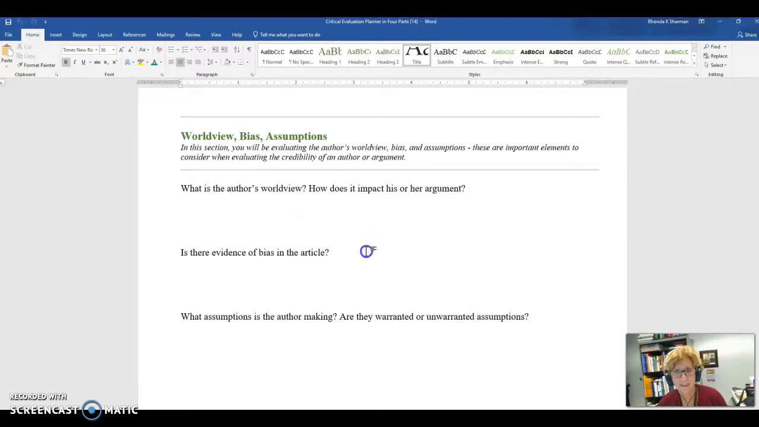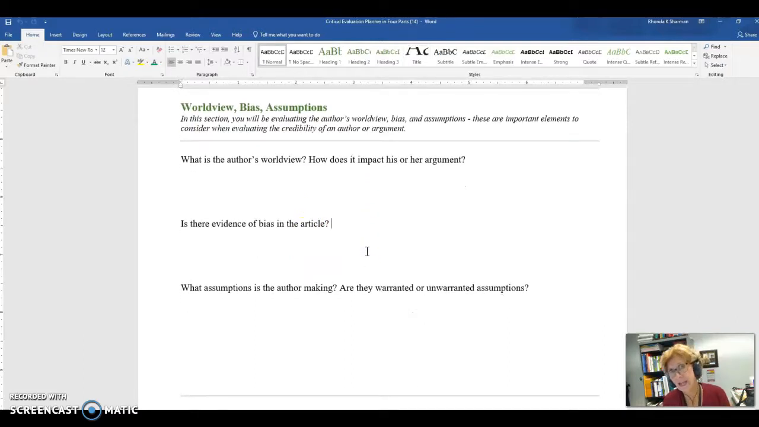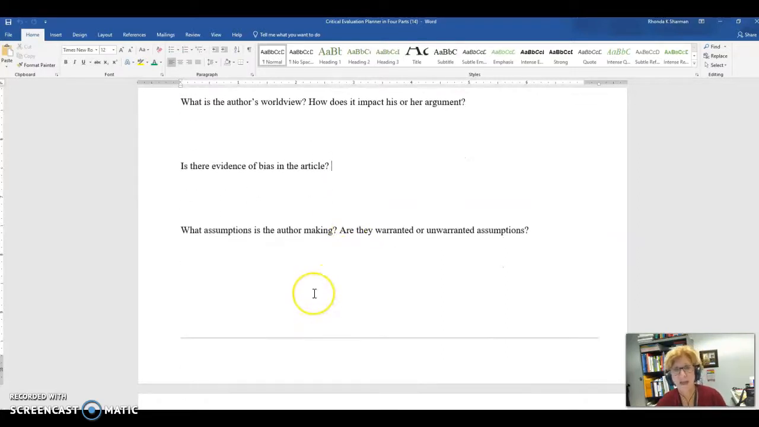You also want to look to see if she has given any evidence of bias in her writing. Does she unfairly favor one side or another? And if she does, what would be some evidence to show that? And then assumptions. Is the author making statements that she doesn't provide evidence for? Assumptions that she is just making and believes that everyone should just accept that statement. If you see that, then you would want to put that here in your planner.